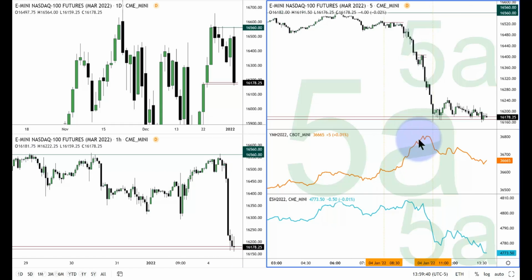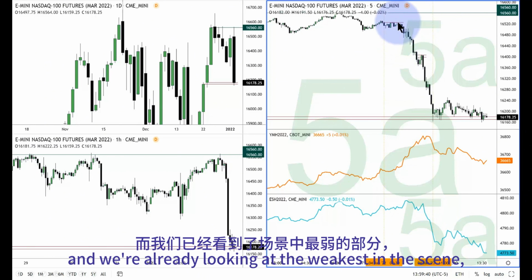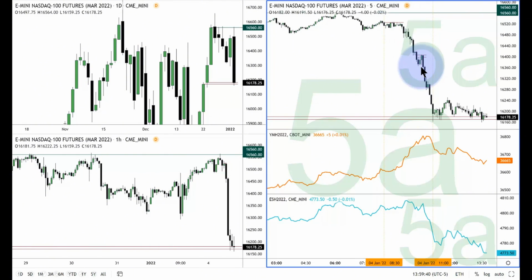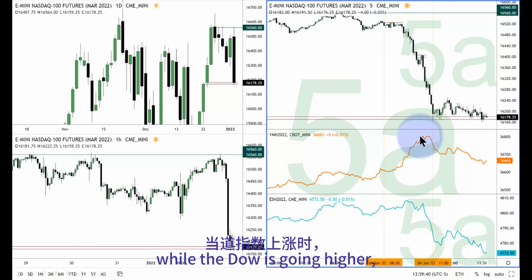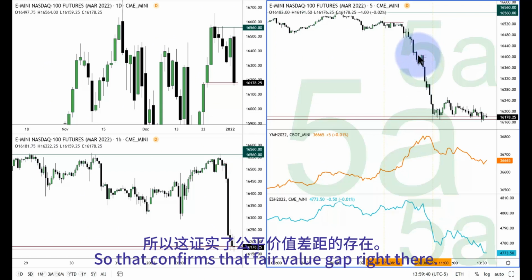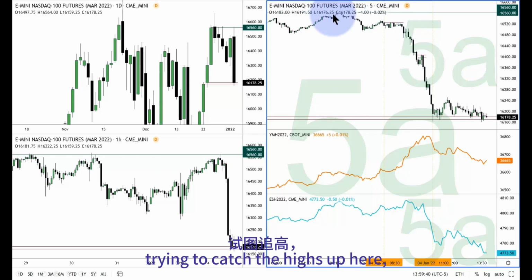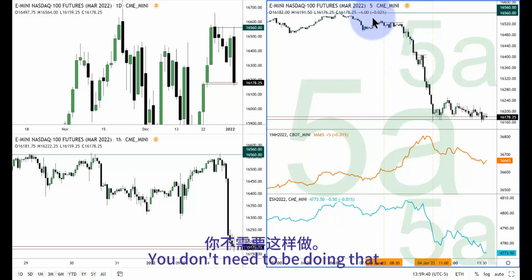And we have divergence. Dow's going higher, S&P's failing to go higher, and we're already looking at the weakest indice, the NASDAQ. So notice how it's just been falling out of bed while the Dow is going higher, and the S&P just failed to make a higher high here. So that confirms that fair value gap right there. So you don't need to be in trying to catch the highs up here. Okay, you don't need to be doing that.